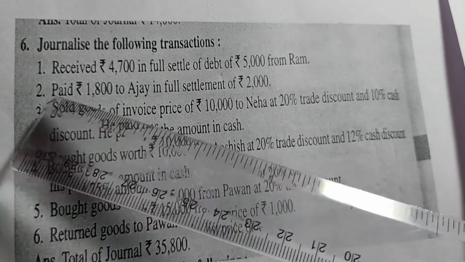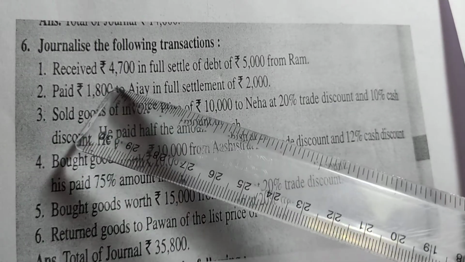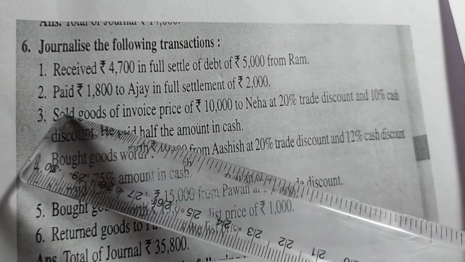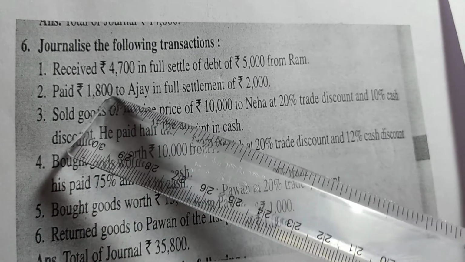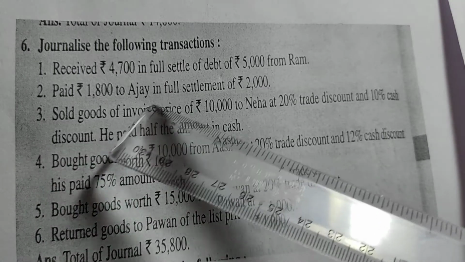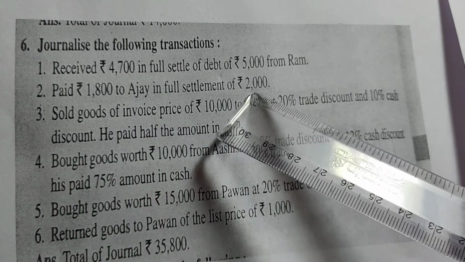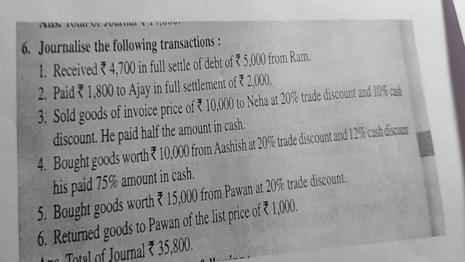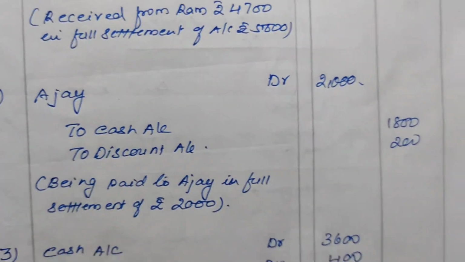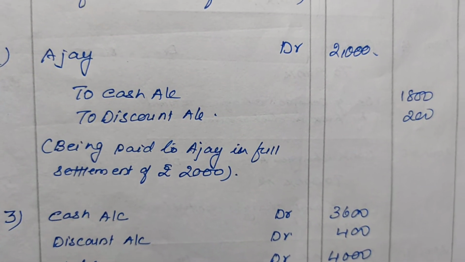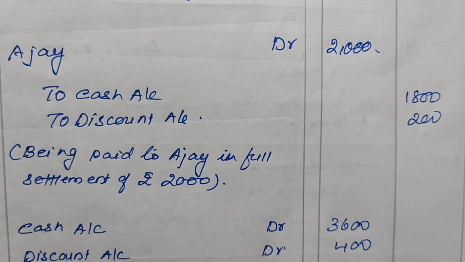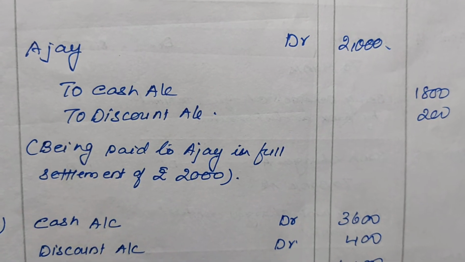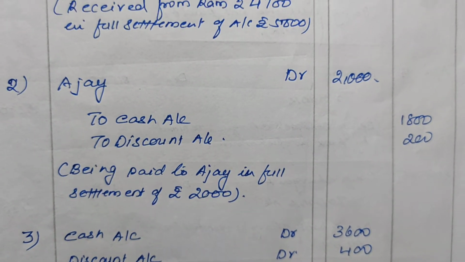Okay, so here we are making the payment, so cash is going out, cash will be credited. Discount we are receiving, that will also be credited. Ajay is receiving, so Ajay will be debited with 2,000, cash 1,800 and discount 200. What will be our journal entry here? Ajay debit 2,000, to cash 1,800, to discount 200, being paid to Ajay in full settlement of rupees 2,000.